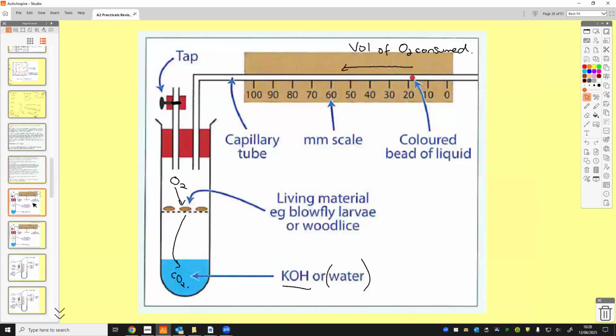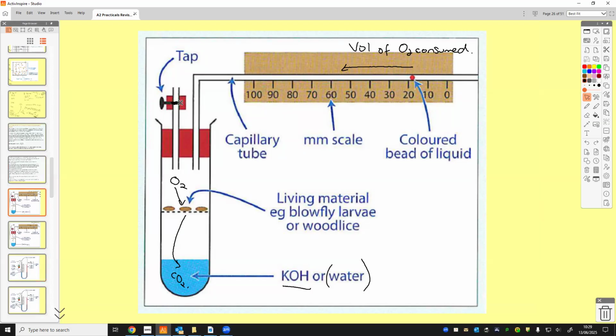Okay, then you have the respirometer to calculate RQ. So with this one, this is a simple respirometer. So if you think you have your respiring organisms in the tube, okay, you tend to leave them for 5-10 minutes to acclimatize.